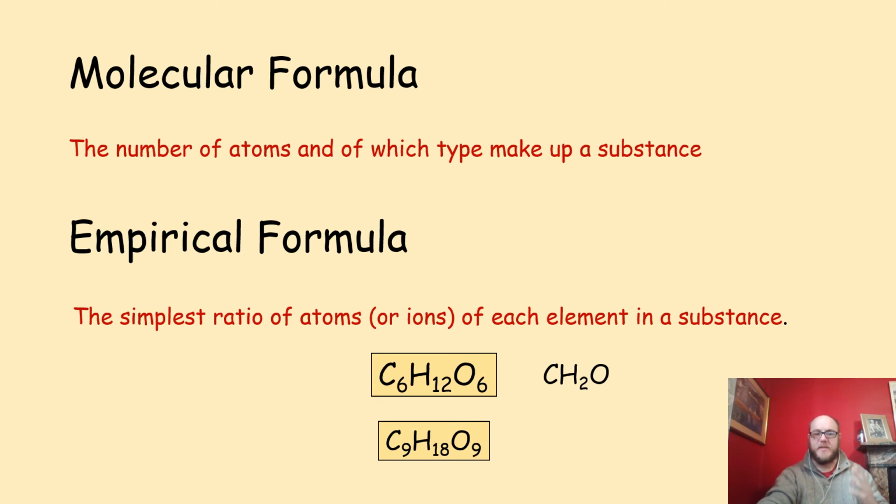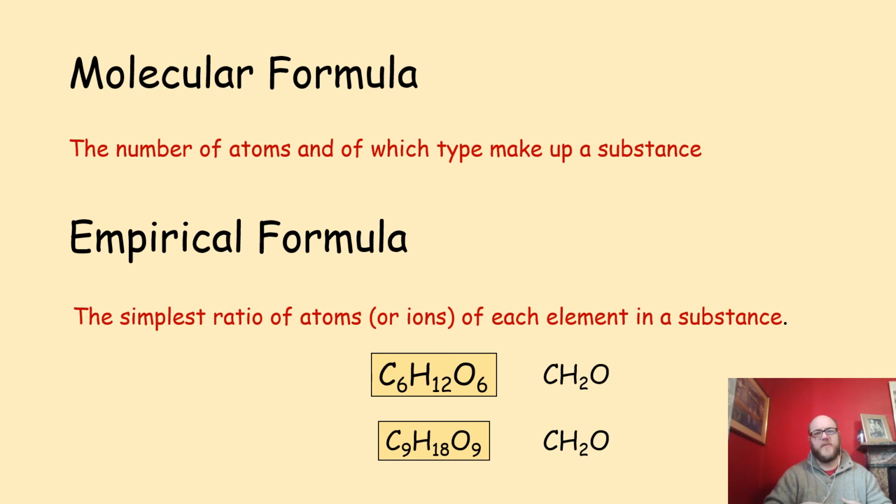So C9H18O9, if I divide all of those by 9, I've again got C, because 9 divided by 9 is 1, H2, because 18 divided by 9 is 2, and O1, because 9 divided by 9 is 1. So again, I end up with CH2O.